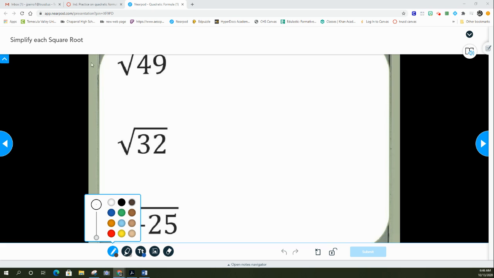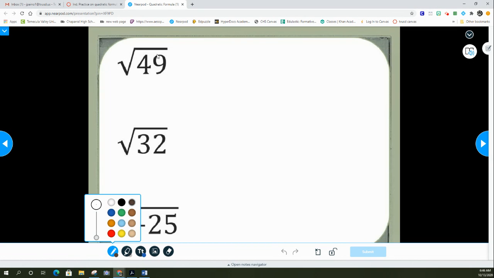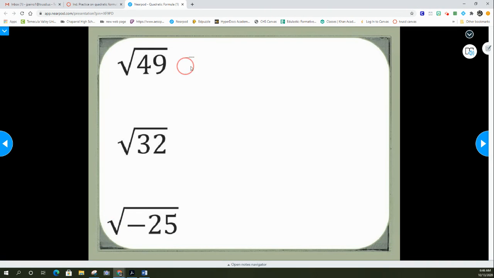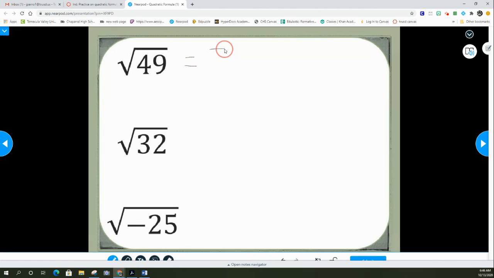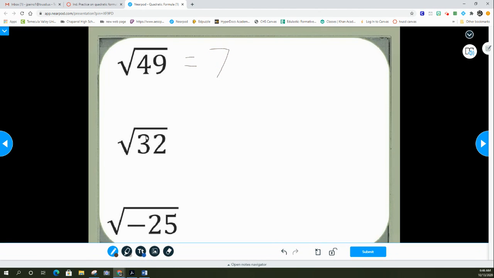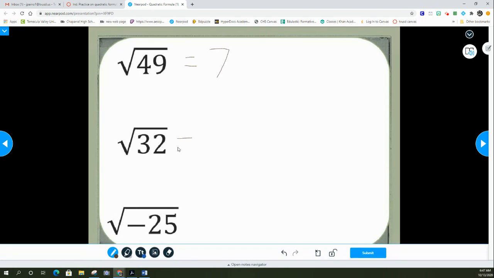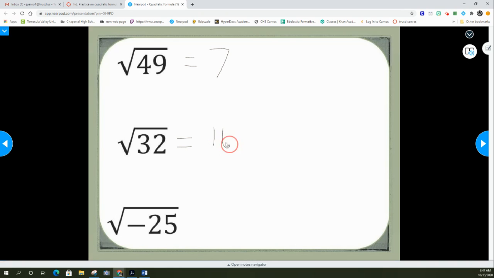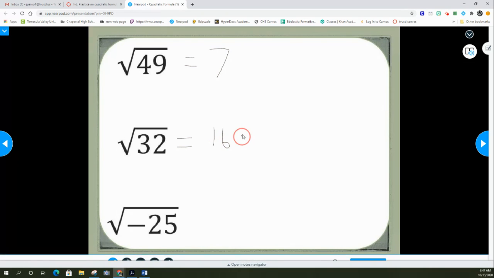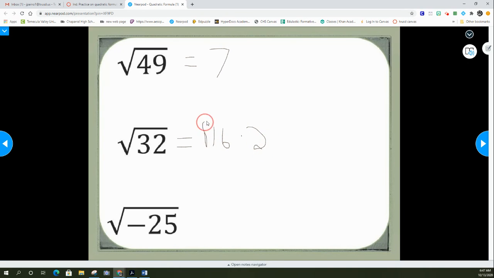All right, so the directions here on this slide are to simplify the square root. Okay, so this is review from last week, but with a little something new in it. So the square root of 49, well, 49 is a perfect square, so that's just 7. All right, 32, that is 16 times 2. And so the square root of 16 is 4. So this is just 4 rad 2.